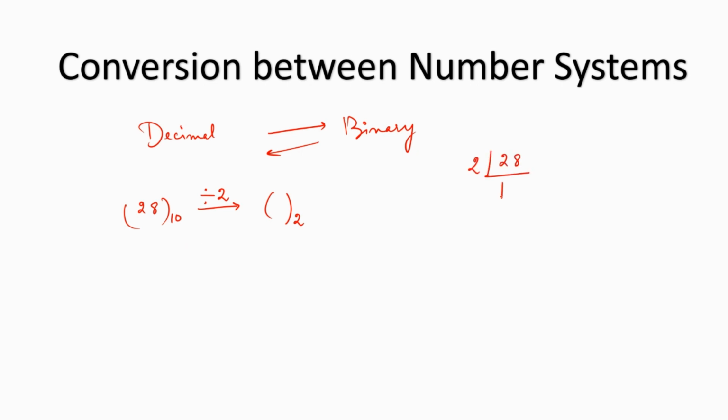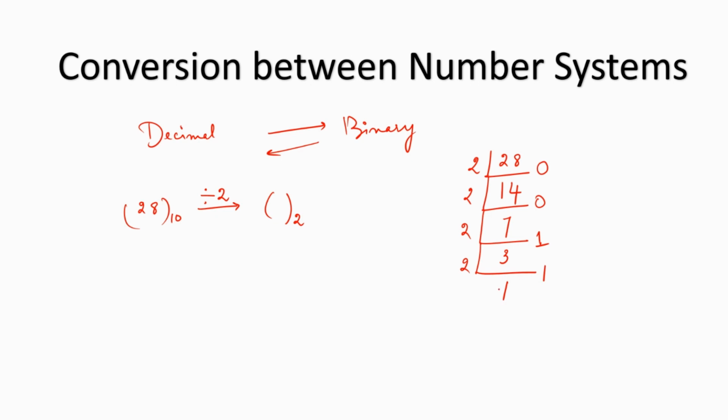So 2 ones are 2, 2 fours are 8. There's no remainder, so I'll put a 0 over here. Again, I'll divide it. 2 sevens are 14, no remainder, another 0 over here. 2 threes are 6, there is a remainder because the number is 7, so I'll put the remainder 1 next to it. 2 ones are 2, there is a remainder, so I'll put a 1 over here.